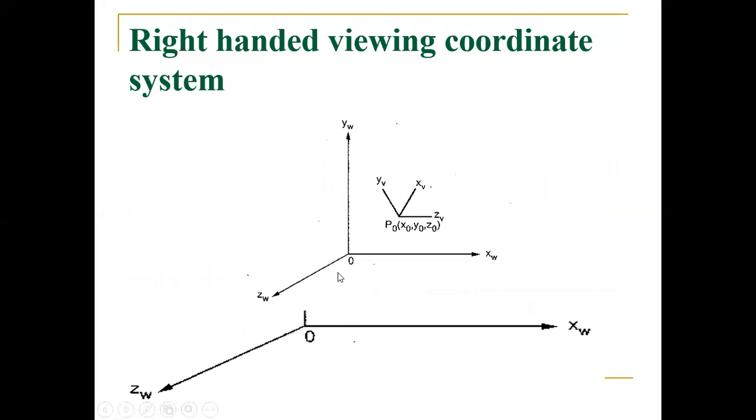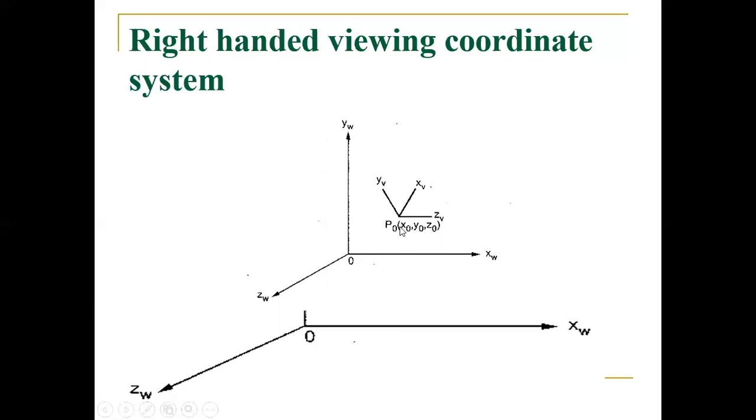So consider a right-handed viewing coordinate system. In our right-handed coordinate system, I take my thumb as the z-axis, my forefinger as the y-axis, and my middle finger as the x-axis. So I'm considering a right-handed coordinate system. Any picture is modeled in terms of world coordinates, which I have to convert to viewing coordinates. In the world coordinates, I have xw, yw, and zw. This has to be transformed into viewing coordinates, which are xv, yv, and zv.